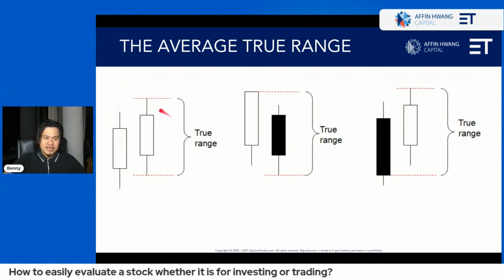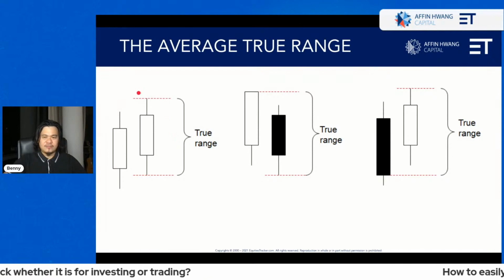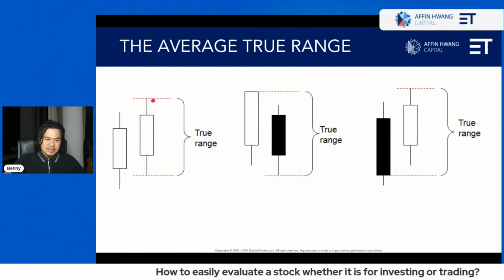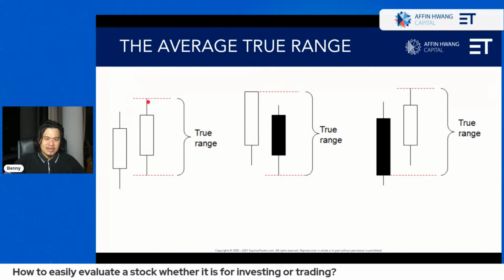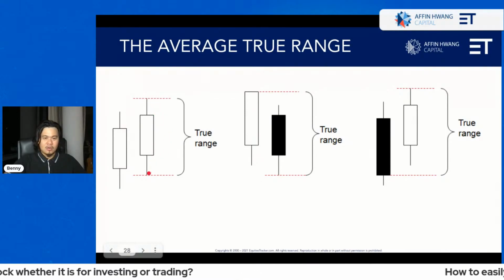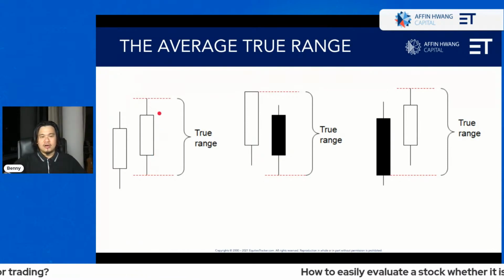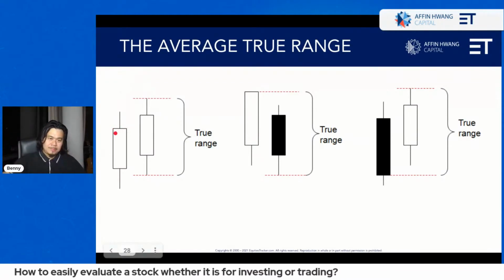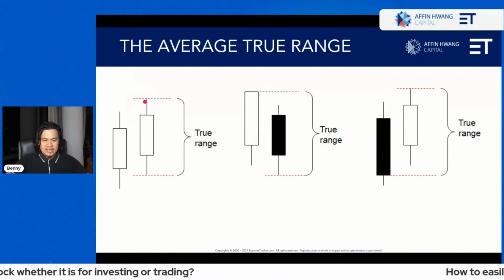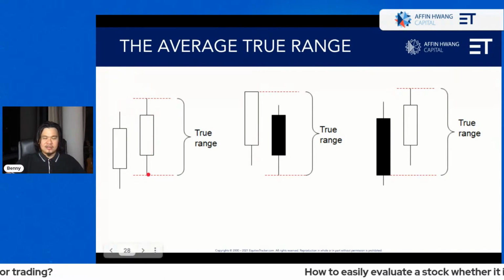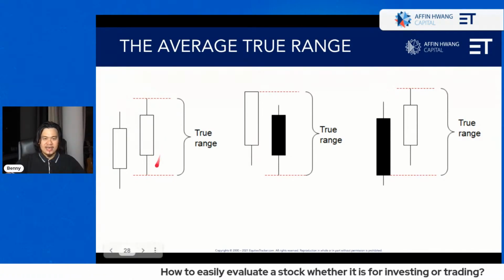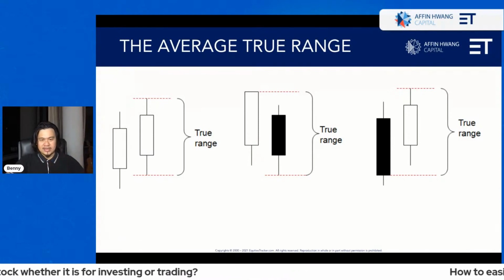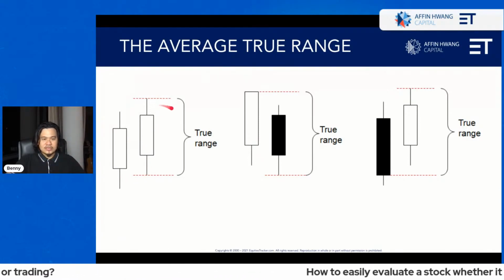Now the range, remember, is the difference between the high and the low. So let's say this is a daily chart, so one candle here represents a day. The high is here and the low is here. If I calculate the range, I take the high minus the low, I get the range. Now, why is it true range? True range also takes into account the previous day's close, that means yesterday's close. If yesterday's close is within today's range, then the true range will be the difference between the high and the low. That means there is no gap between yesterday's close and the high or the low of today's candle. So this will be calculated as a true range.